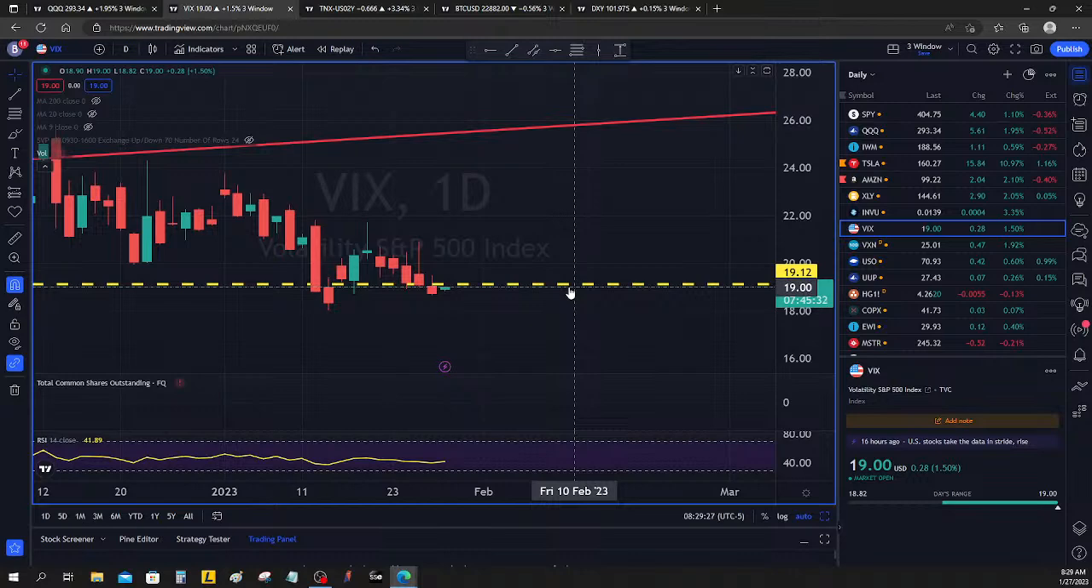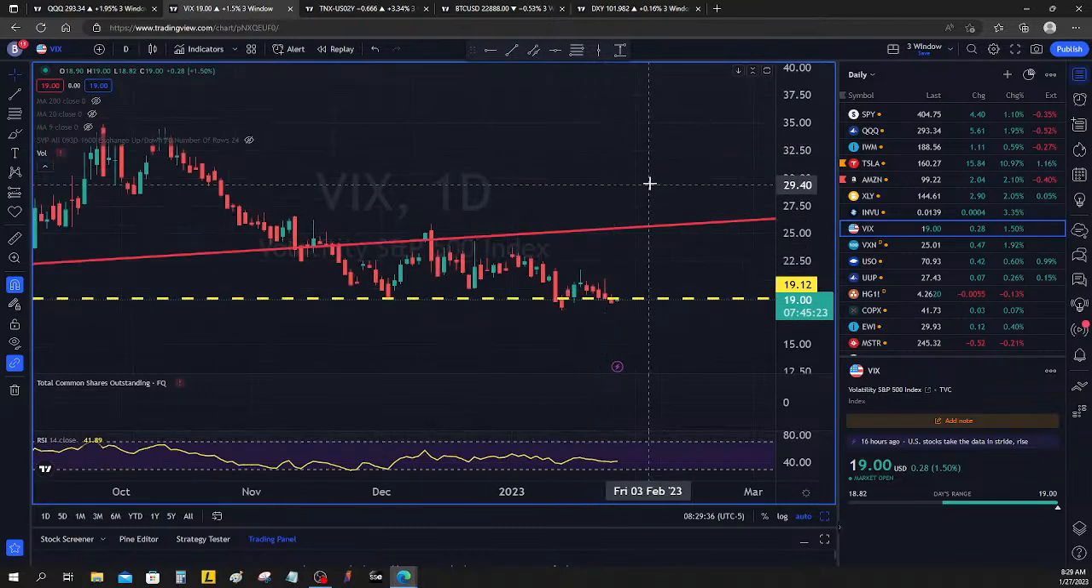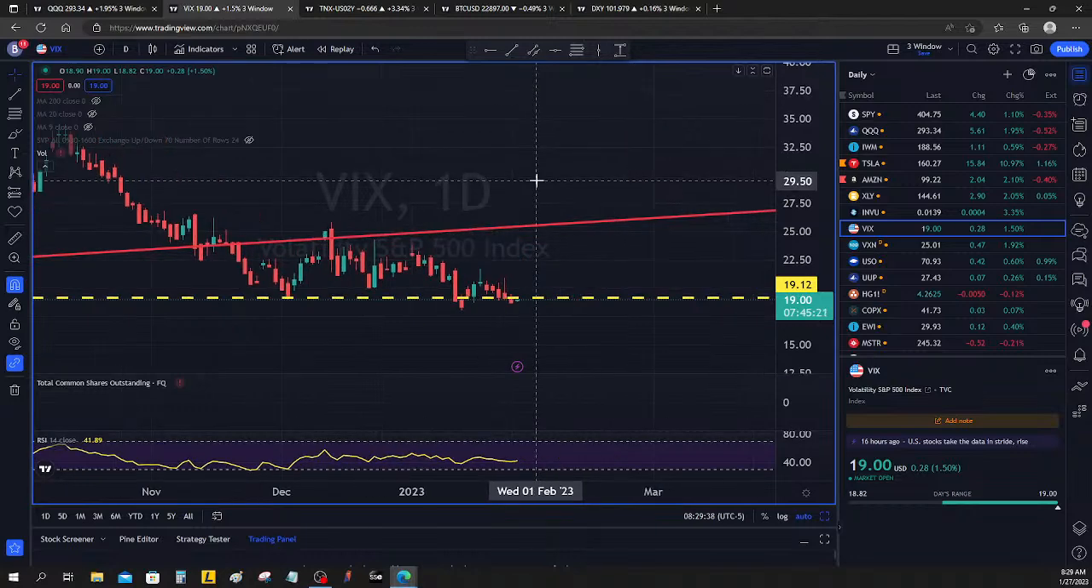So we opened up below this support and resistance line on the VIX of 19.12. You're actually not supposed to chart the VIX. You're not supposed to think of things in terms of support and resistance on the VIX. But I kind of do anyway.